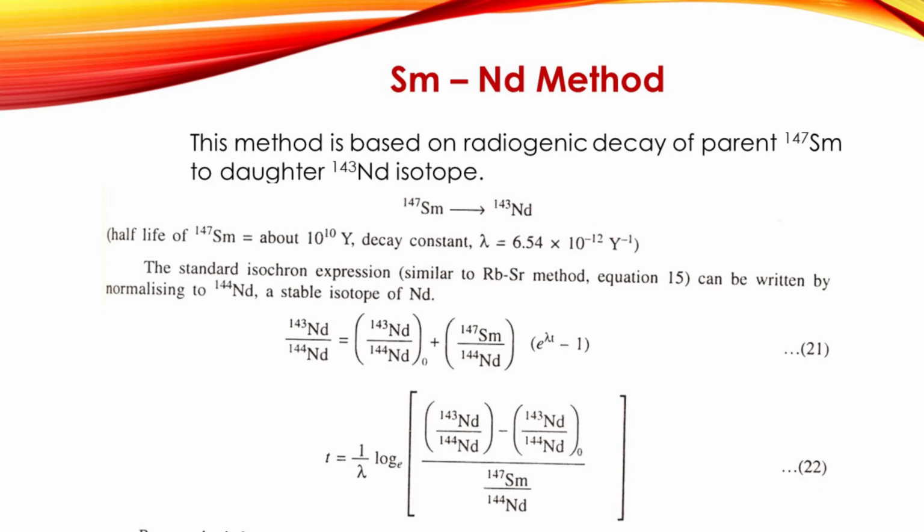As we know that both samarium and neodymium are rare earth elements, they are not fractionated or separated from each other like rubidium and strontium, and hence the range of samarium-neodymium ratio is much smaller in comparison to the rubidium-strontium range in the isochron plot as shown in the figure.